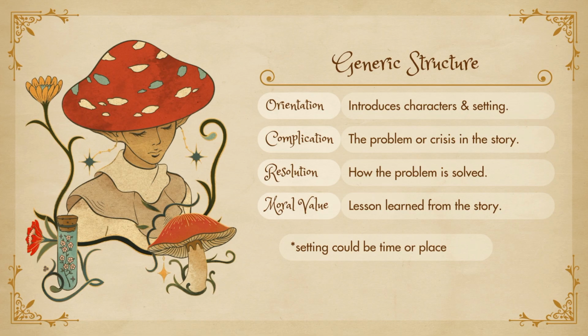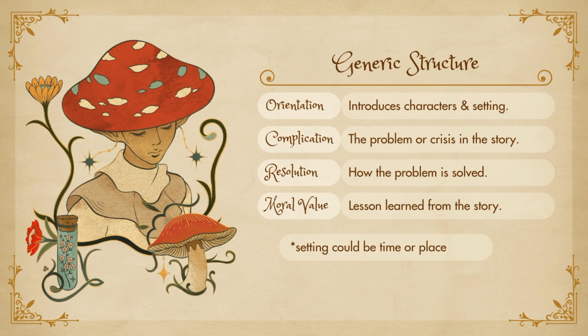Number 2, complication. This is the exciting part. Here, we find a problem or crisis in the story. Something bad or challenging happens to the characters. Number 3, resolution. This is where the problem gets solved. It can be a happy ending or a sad ending, depending on the story.